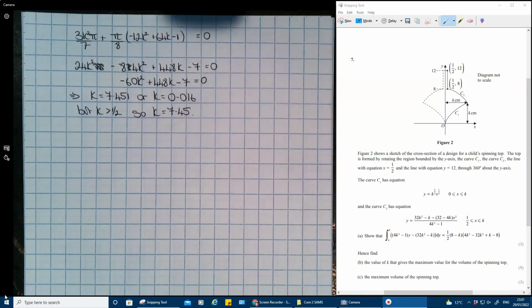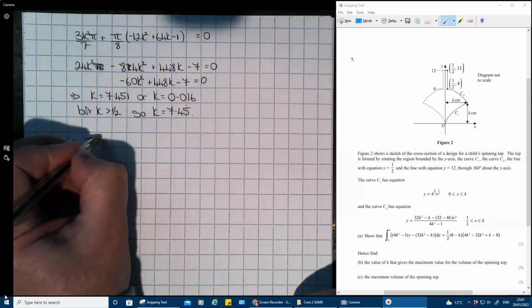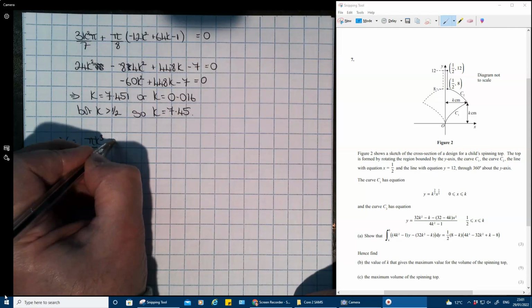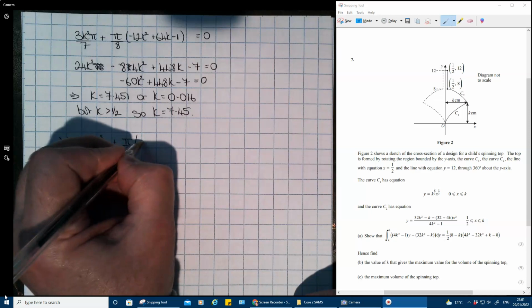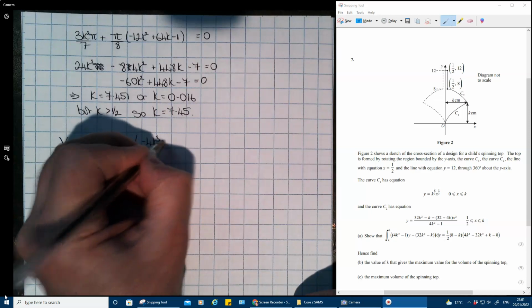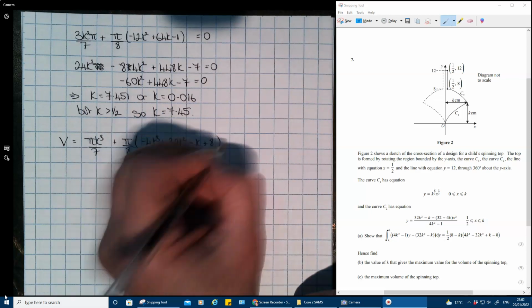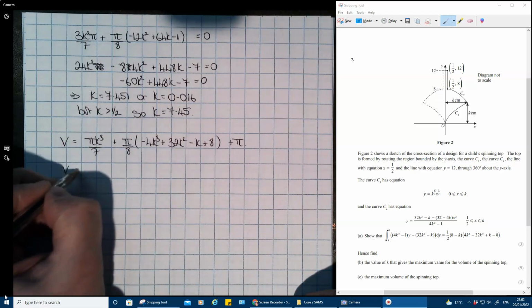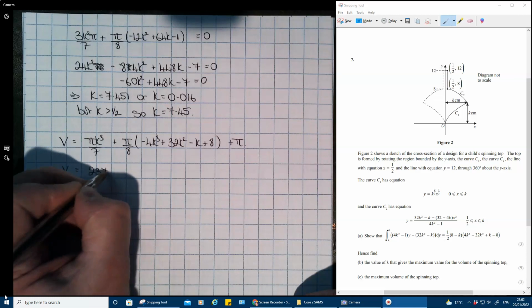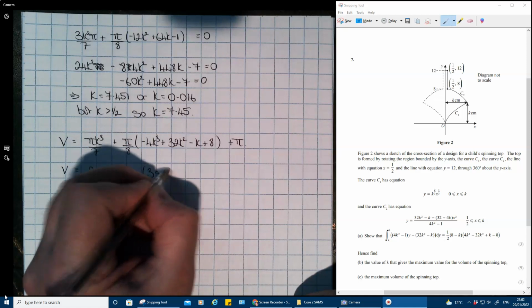Okay, and then it says find the maximum volume of the spinning top. So we've got the equation for the volume, pi k cubed over 7 plus pi over 8 minus 4k cubed, 32k squared, take away k plus 8, plus pi, substitute in k, so V equals 237 cubic centimeters to 3 significant figures.